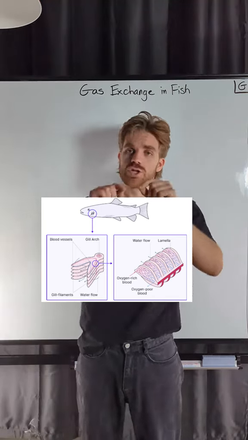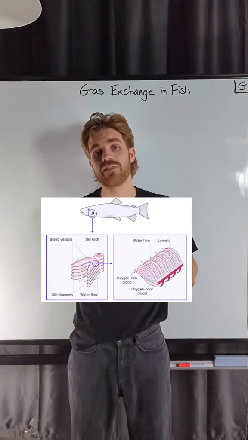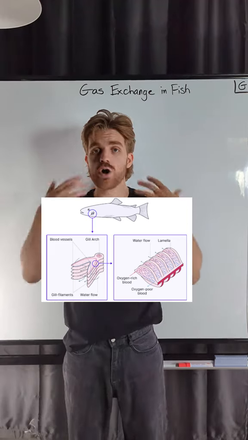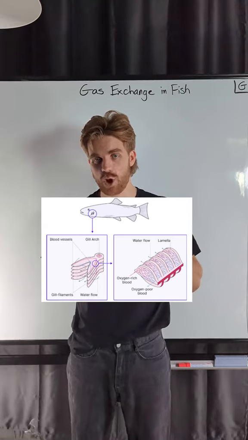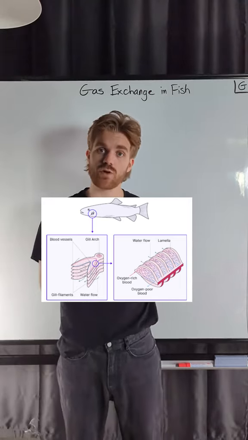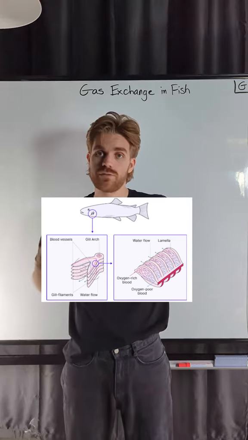Let's talk about it. So, the gills. Well, the gills are on the side of the fish's head, and the fish pumps water over their gills. The water has oxygen dissolved within it, and the oxygen is going to diffuse from the water into the blood, the capillaries of the fish.